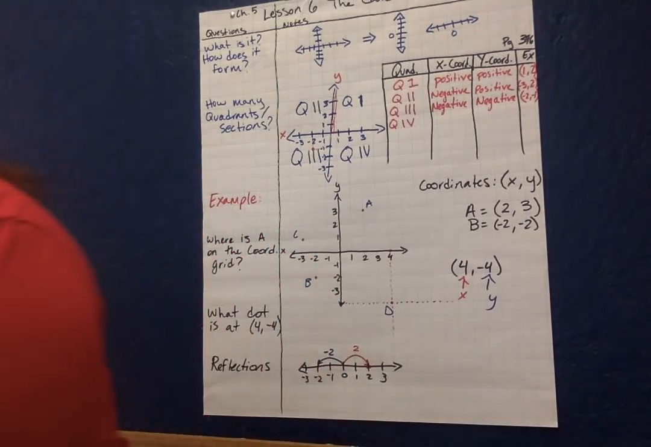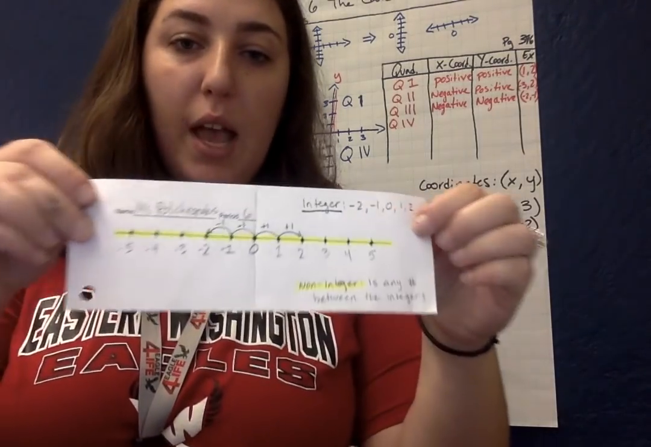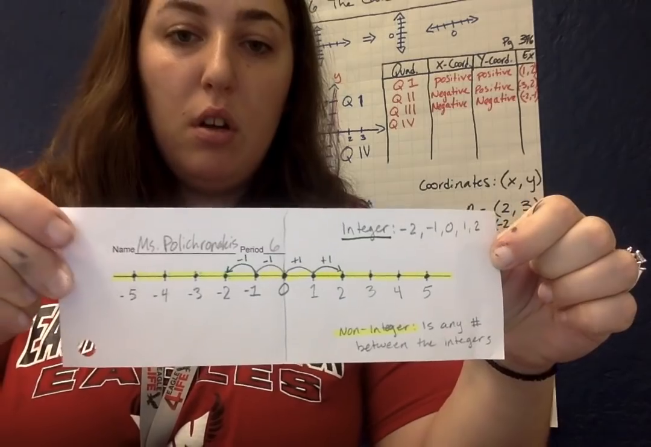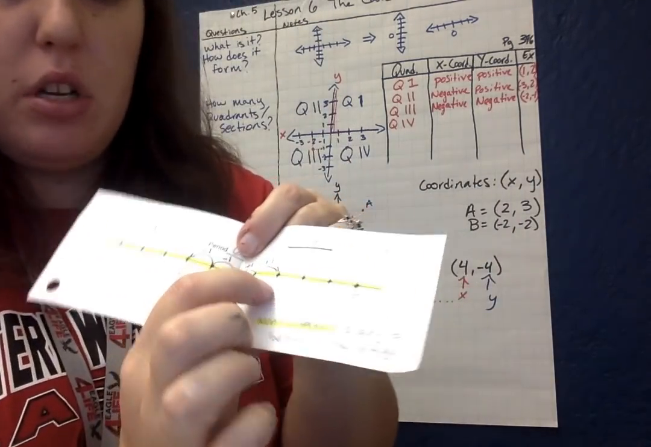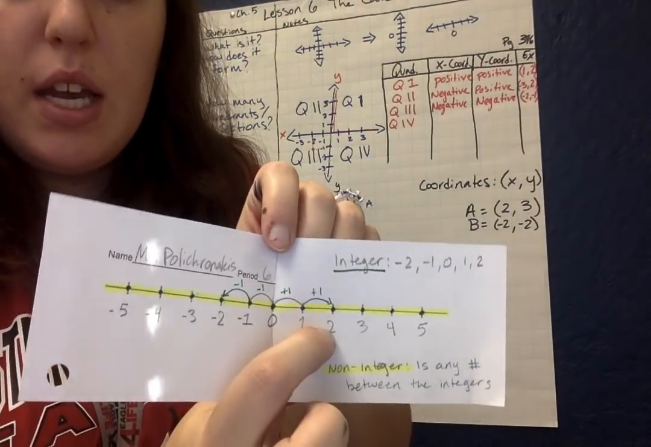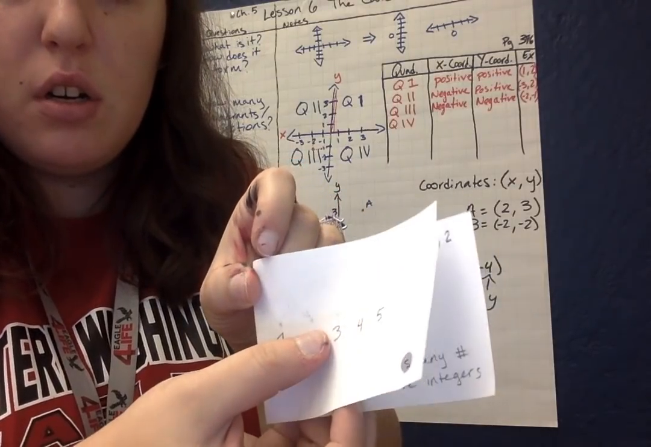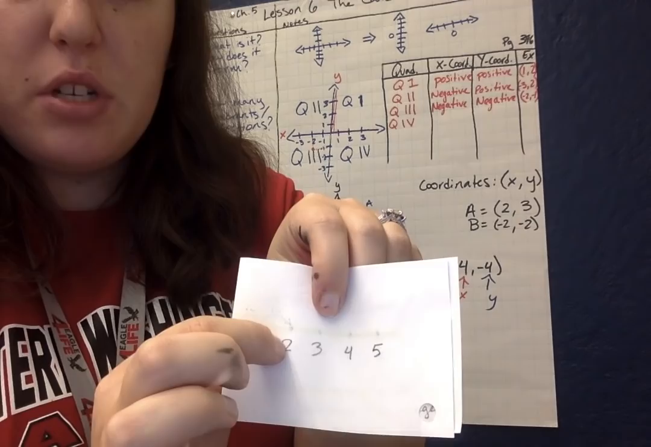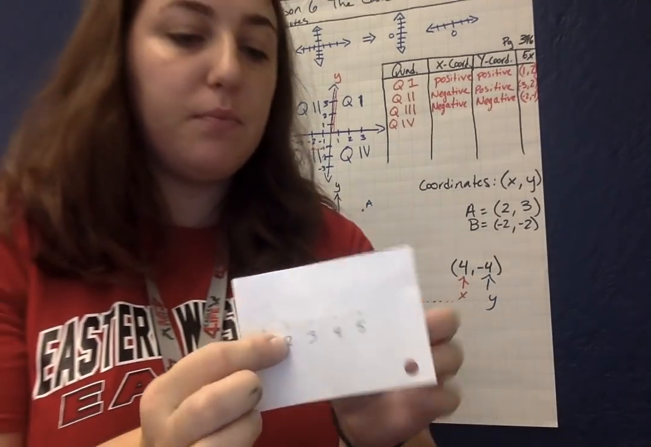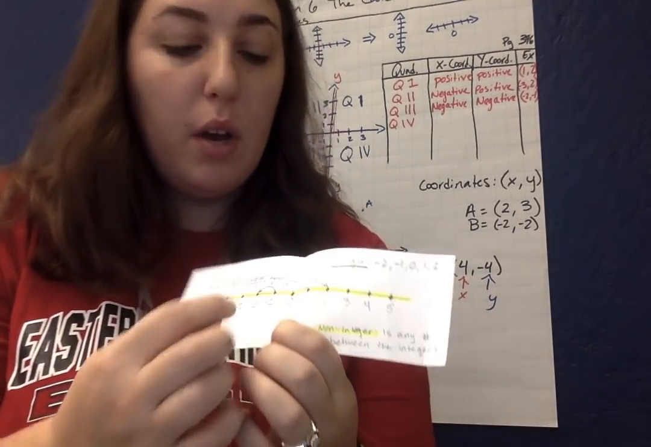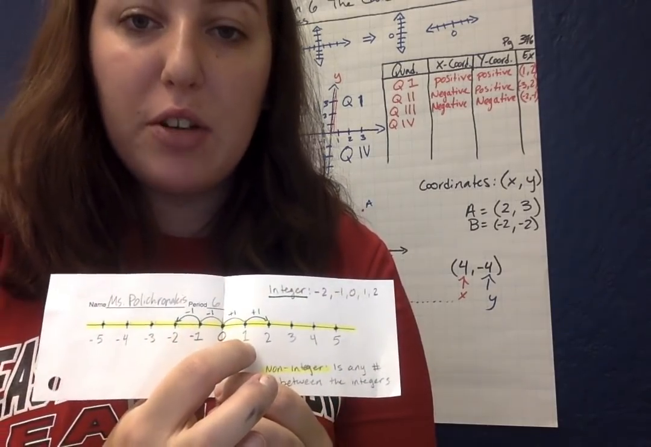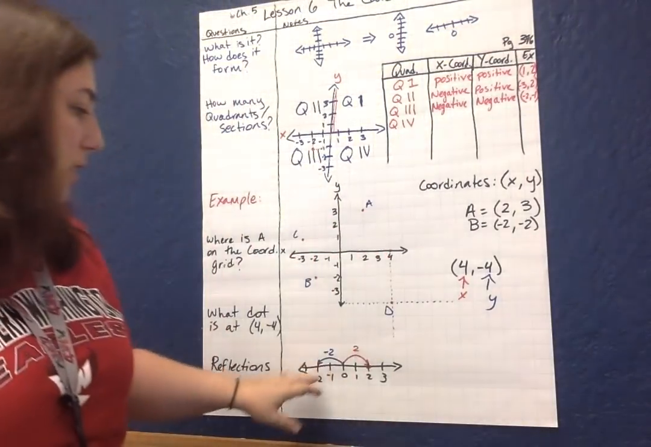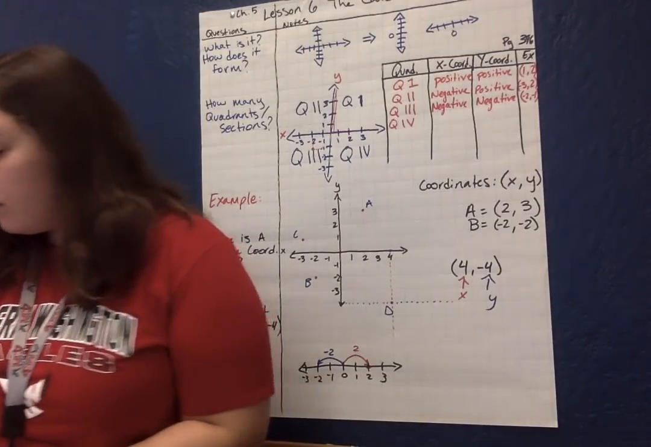So, remember this number line we did a couple days ago? Okay, and we folded this over. So if I'm looking at 2 right here, and I'm folding it over, the other 2 is going to lay right on top of it. Okay, so we can also say that -2 is a reflection of 2. Okay, it's the same distance away.